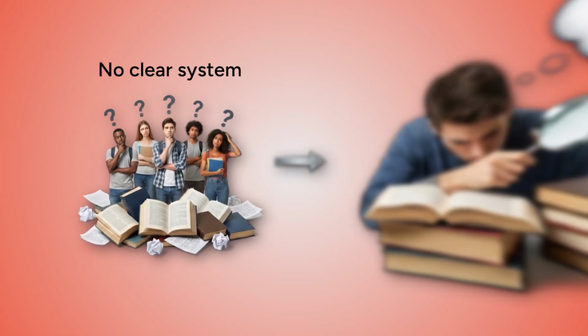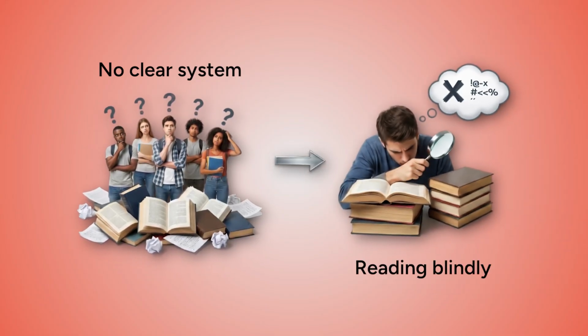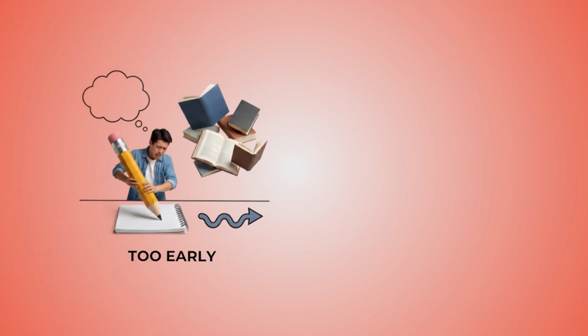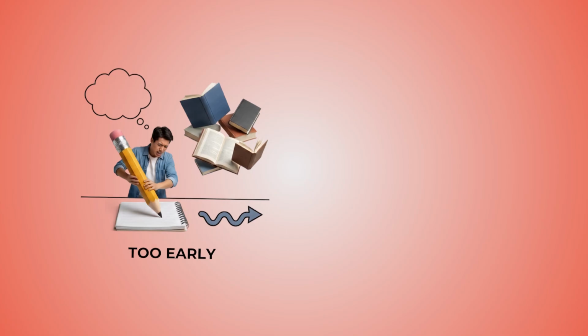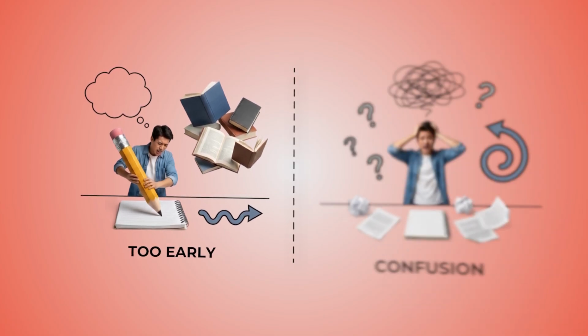Number 1, most students don't have a clear system. They start reading papers without knowing what to look for, so everything feels important and nothing feels organized. Secondly, they try to start writing too early. Before the literature is structured and the themes are clear, students start to write, which leads to confusion.